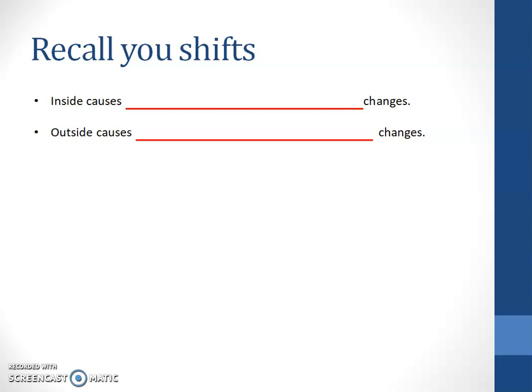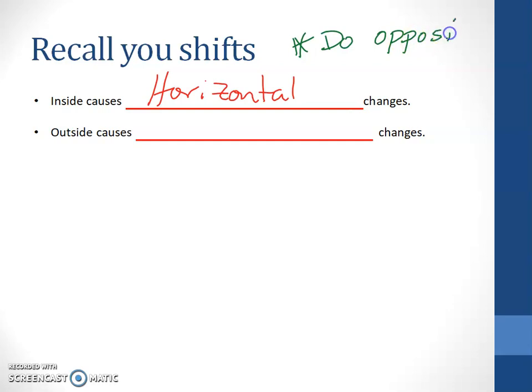Okay, so now we've gone over our parent function. Now we need to talk about doing our shifts on this. First thing, we need to remember that the inside is going to cause horizontal changes. Remember, anything on the inside is going to make it shift left and right. With our horizontal changes, remember that we do the opposite. We always want to do the opposite when we are dealing with our horizontal changes.